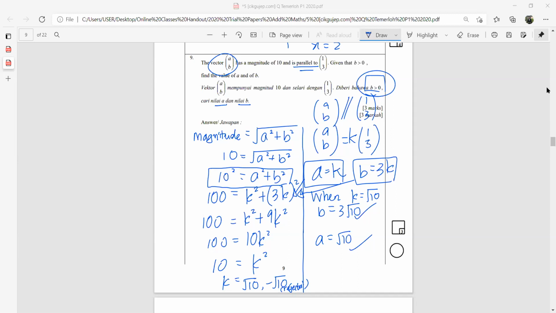If you find that the method is wrong, then you have to change and see whether another method can work or not. Okay?